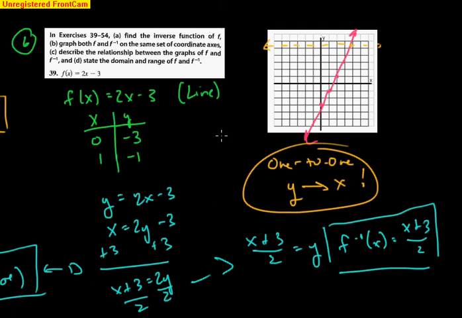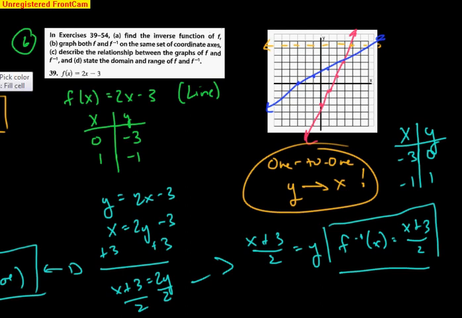To graph this, okay, you can create an xy chart, or you can use this relationship. The x's and y's switch. So for this graph right here, we take these x's and y's from the original function and switch them. Negative 3, 0, negative 1, 1. And there we go.